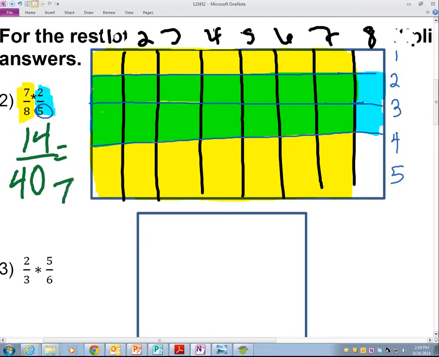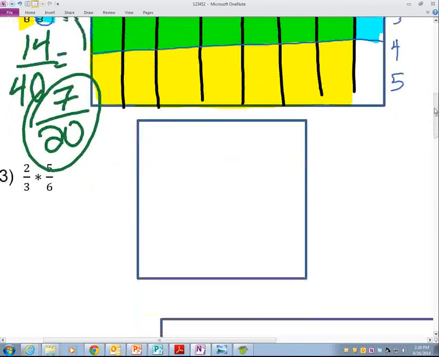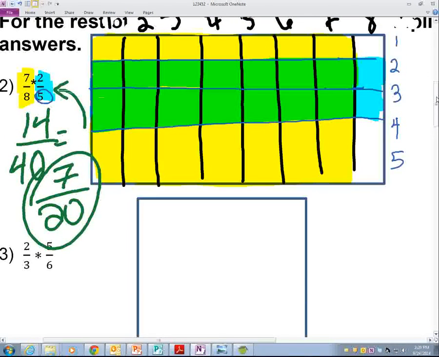7 over 20 is your correct answer for 7/8 times 2/5. Or 7/20 is the simplified answer.